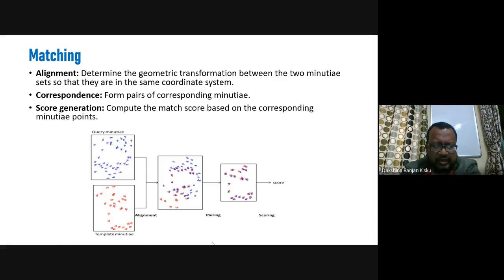So here we can see a diagram for matching. Here we are taking the template minutiae set and the query minutiae set. Then we find the alignment. In the alignment process, we obtain a common coordinate system. In that common coordinate system, two minutiae sets are aligned with each other. Okay, and then we make the pairing of minutiae points. After pairing, we obtain a set of paired minutiae points, and this set of paired minutiae points will lead us to the matching proximity or matching scores based on the corresponding minutiae points.